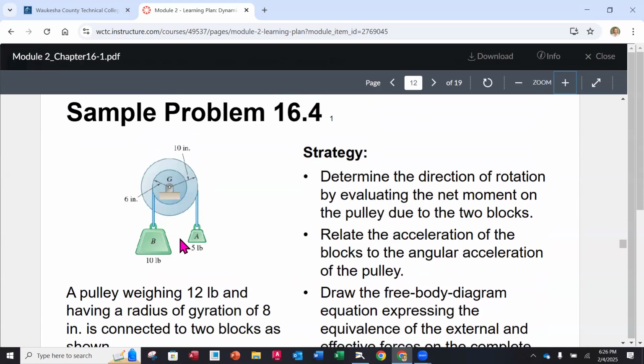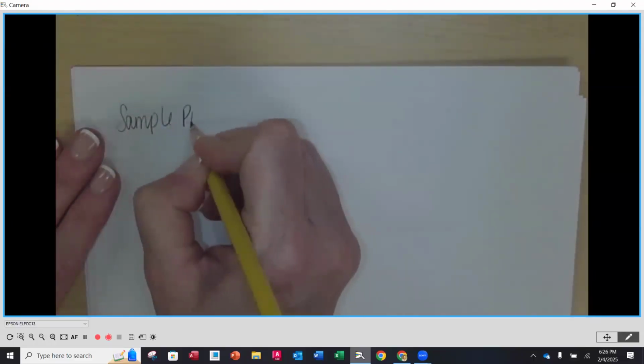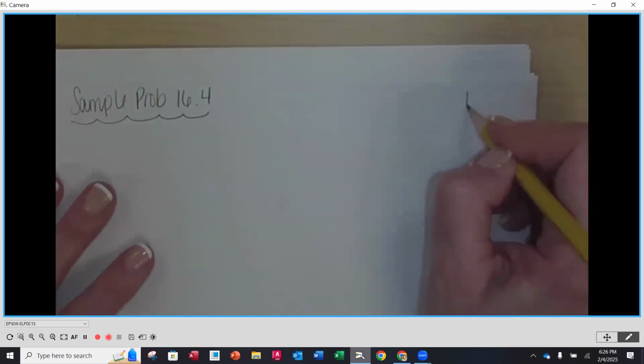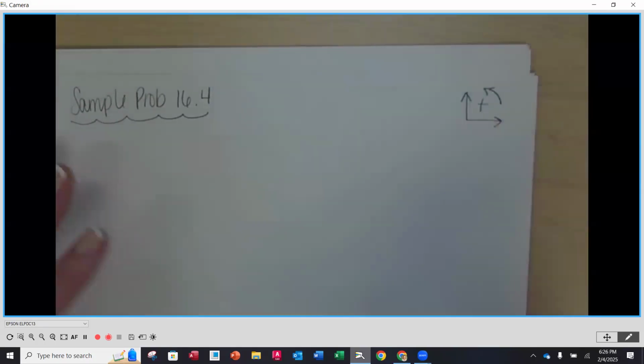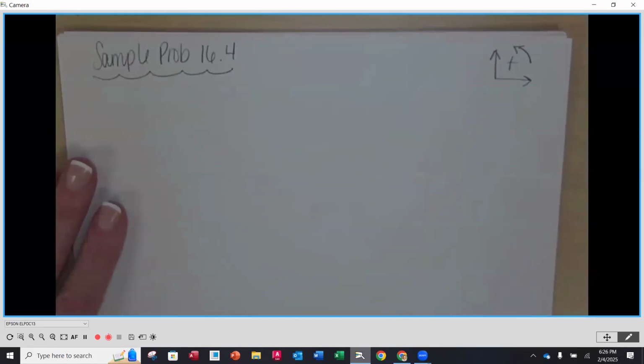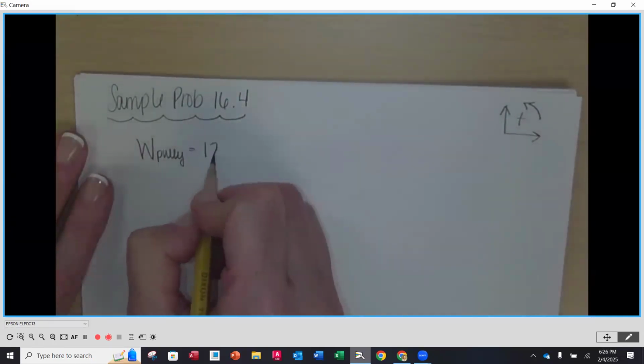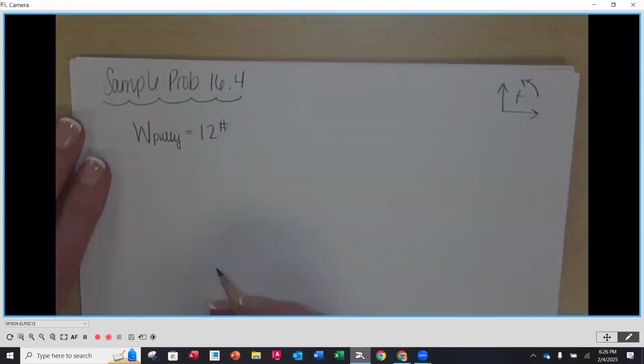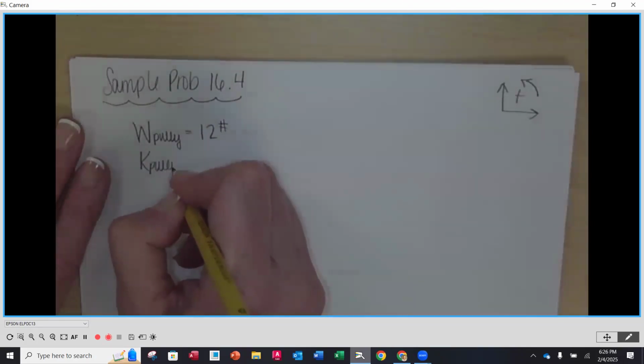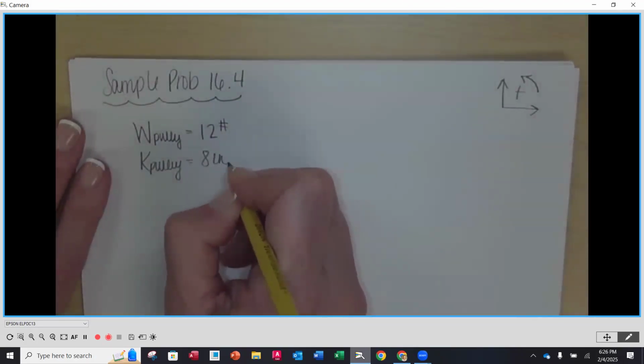So let's start out. I'll go underneath here. This is sample problem 16.4. Now here again, we want to put our convention in the upper right-hand corner. Our normal convention is right and up is positive, and counterclockwise is positive as well. We're given the weight of that pulley to be equal to 12 pounds. We also know that the radius of gyration, K, of the pulley is equal to 8 inches.